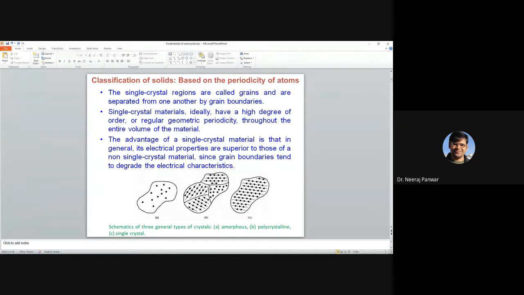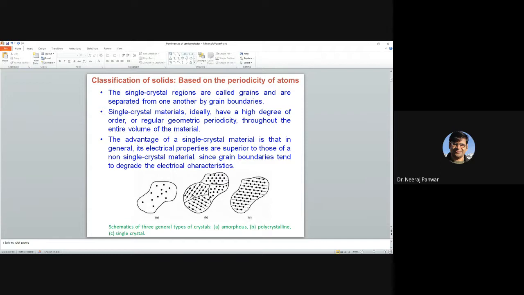इसको grain boundary बोलते हैं. Grain boundary is a region where the periodicity of grain interrupts, or periodicity of the grain breaks down. And so the grain boundary is a region of high disorderness. Here the periodicity will break.